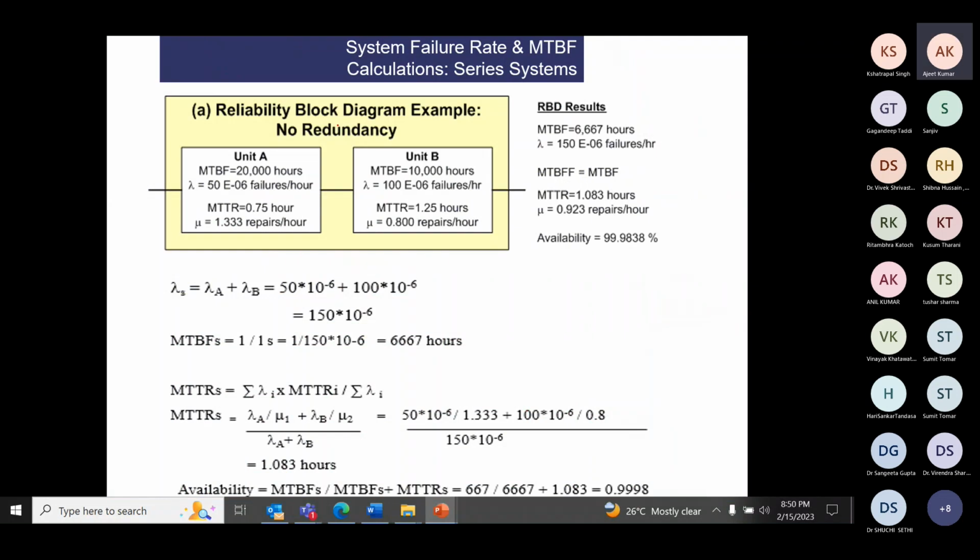So I am giving some practice. Reliability diagram, no redundancy, unit A, unit B, MTBF, lambda, lambda 2, MTTR, something there. You calculate this. Okay, I have calculated this myself. How to find the MTBF, how to find availability. And this is a way we can calculate at the assembly level, sub-assembly level, system level, subsystem level, and find some kind of values, some metrics in terms of reliability, MTBF and MTTR.